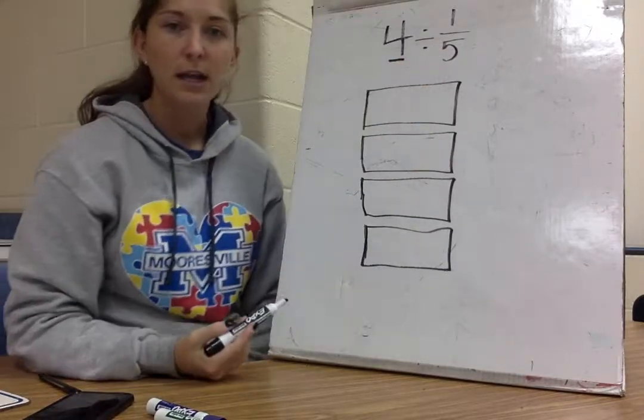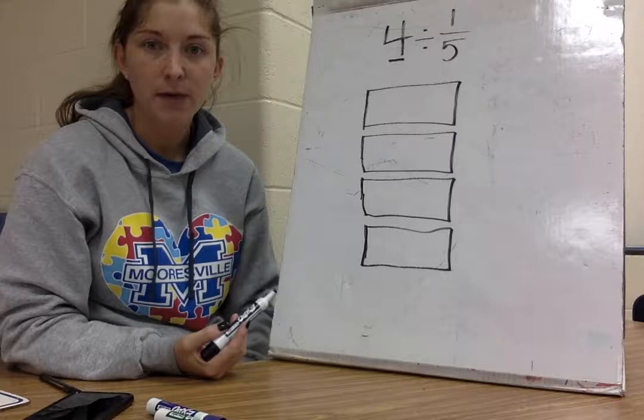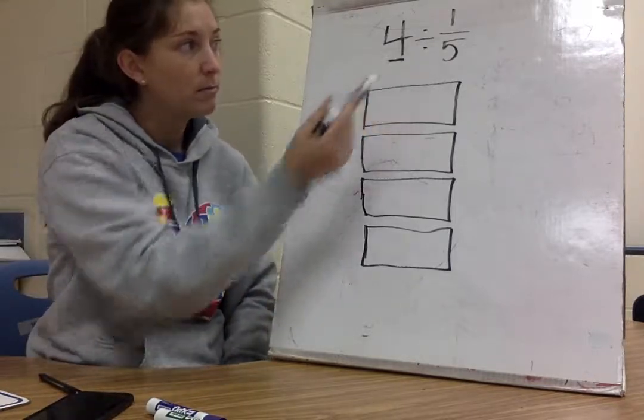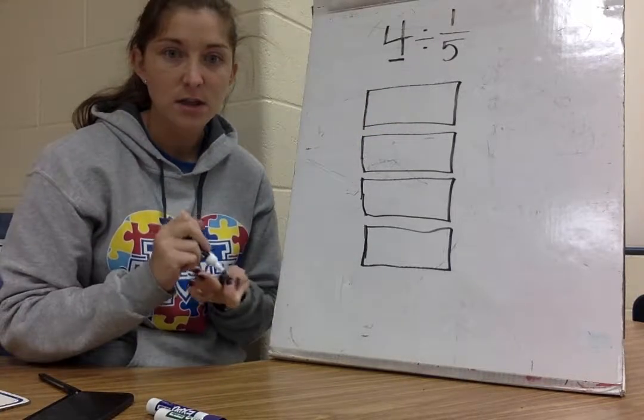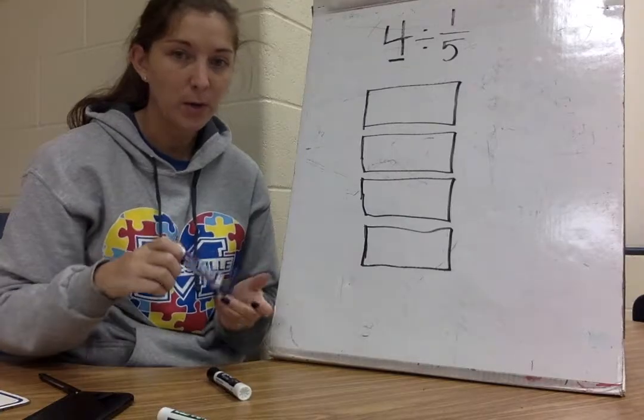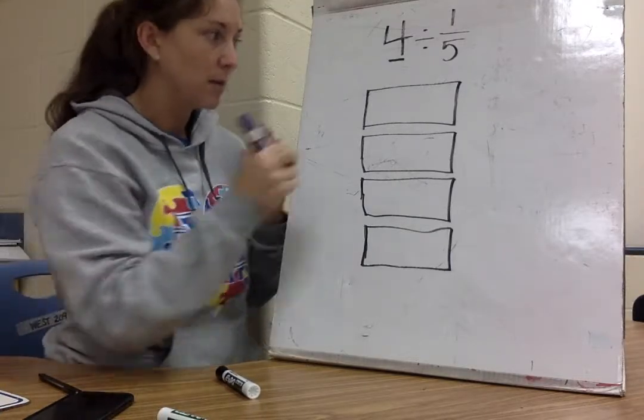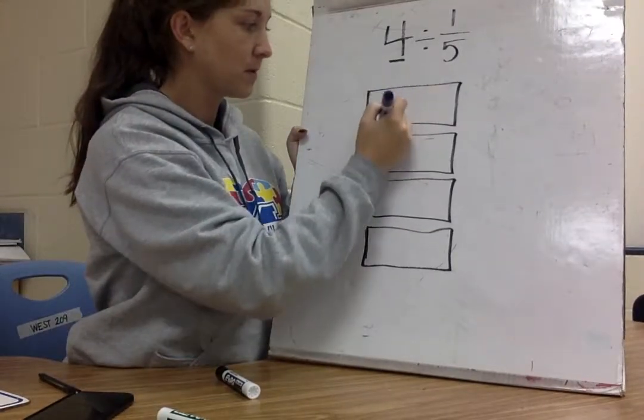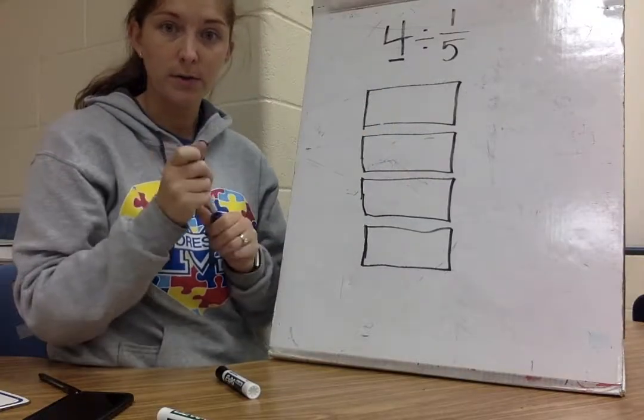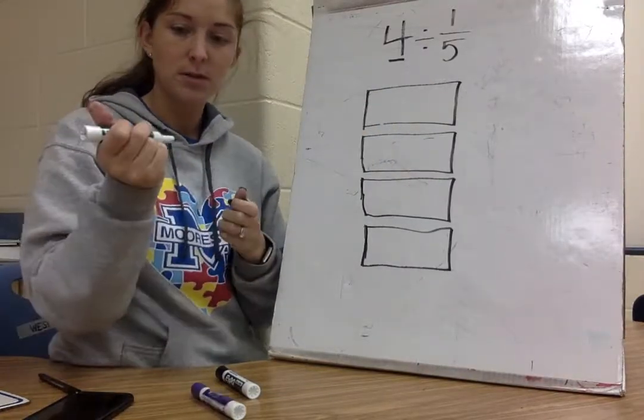Now, there are my 4 rectangles, and now I have to take these 4 rectangles and divide them into my fractional amount. In this problem, my fractional amount is fifths. So I've got to take my purple marker and split them into fifths. Oh, purple marker doesn't work. Guess I won't be using that one. Let's try green.